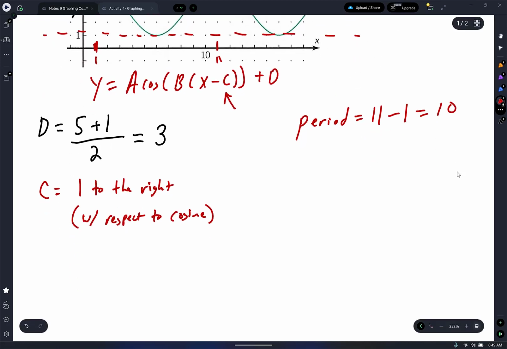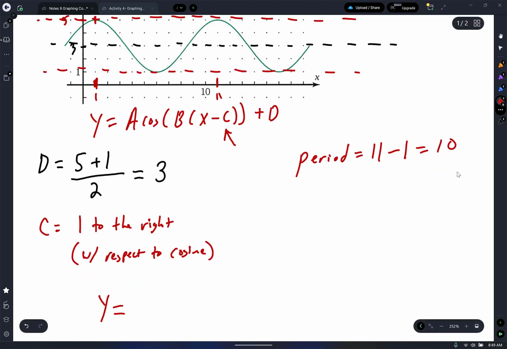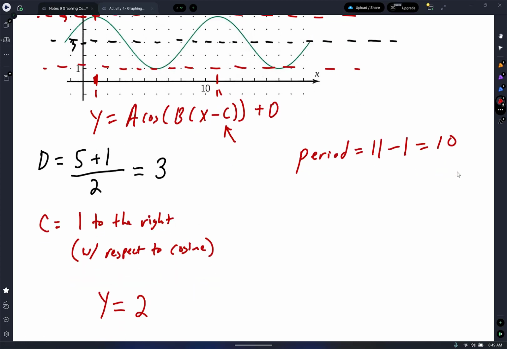So here we go. The equation, y equals, what's the amplitude? The amplitude is from the midline to the high point, or to the high y value, to the maximum. So what's the difference between 3 and 5, or between 5 and 3, I guess? 2, so that's my amplitude. So I'm going to write 2, and then I write cosine, open parenthesis.